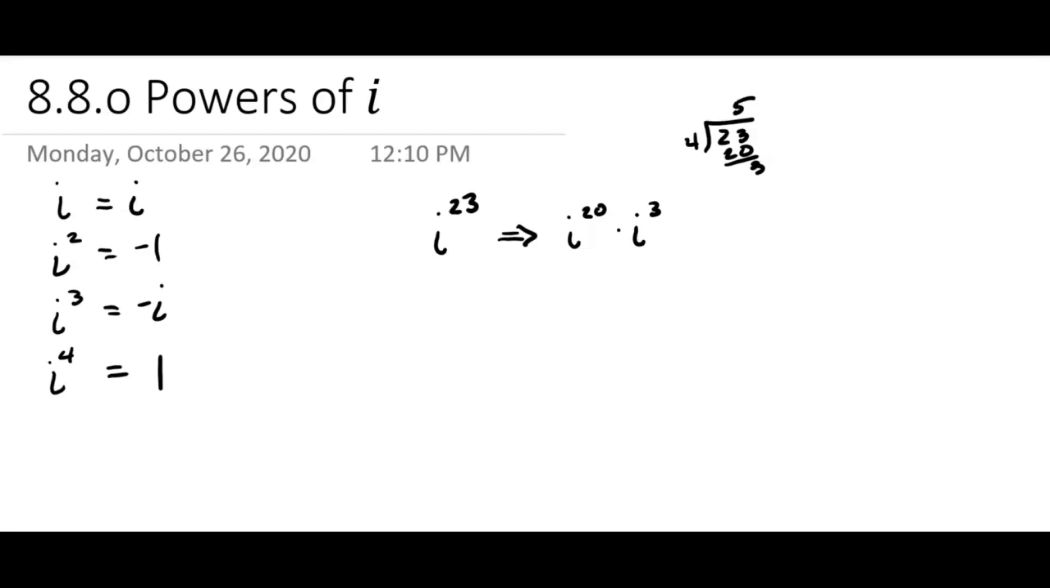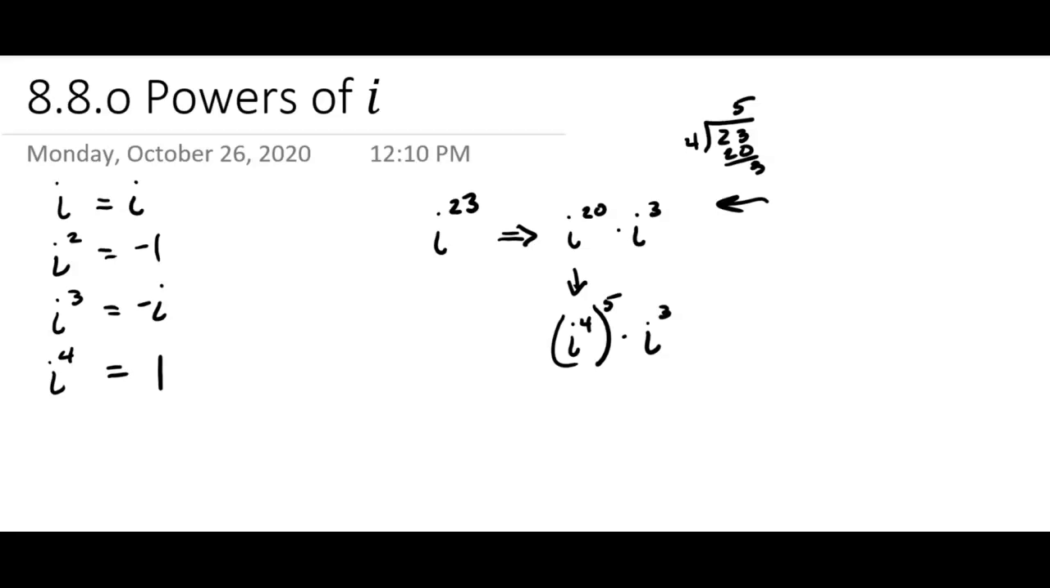Now I'm going to write that 20 as i to the 4th to the 5th power. And then I still have the i cubed over here. Okay? Now, that's true because 4 times 5 is 20. And then it all follows our exponent rules, like up here, 20 plus 3 is 23.